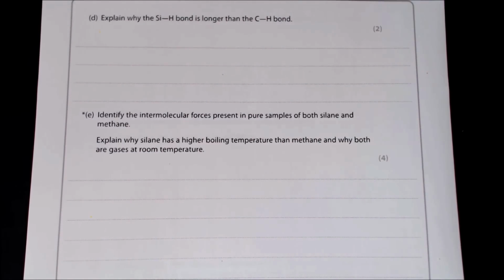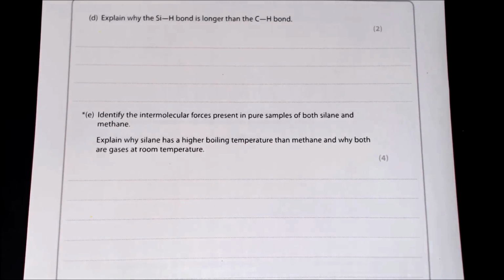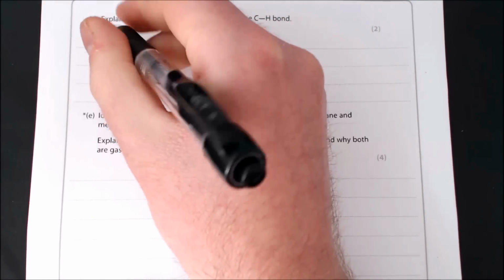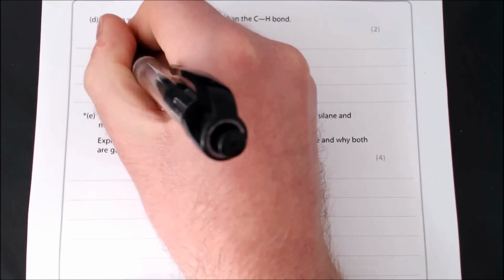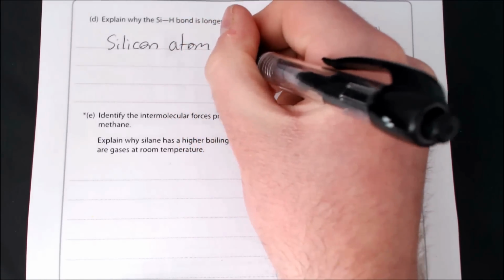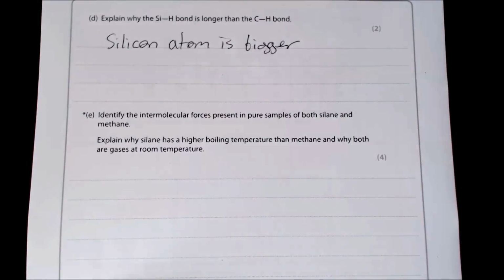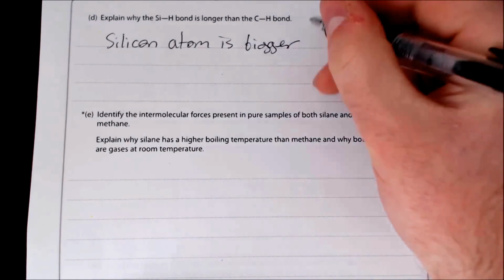Right, so it says explain why the Si-H bond is longer than the C-H bond. Right, what we need to say here is, remember the covalent bond is an attraction between the nucleus of one atom and the outer electrons of another. Now, if the atom's bigger, you're obviously going to have a weaker bond. So silicon is bigger than carbon, as you see in the periodic table, it's just below it. So that's the first thing we need to say, really, is silicon atom is bigger. Or you can say larger. Larger is probably a better word, actually.